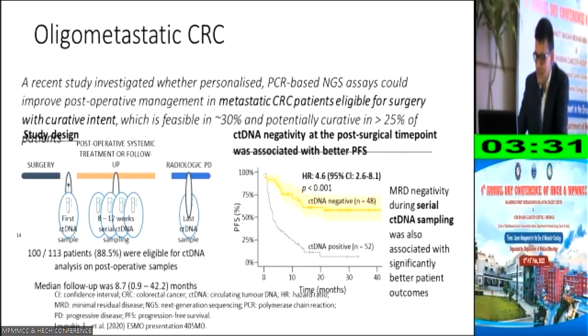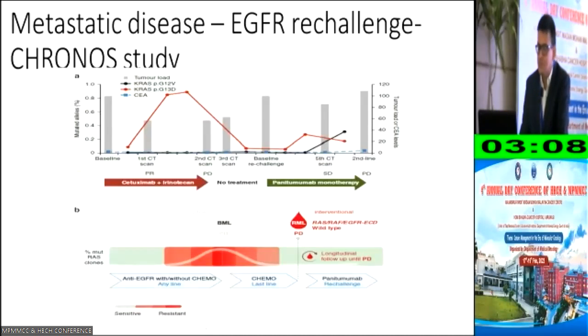And similarly in oligometastatic disease, as I said, this is from the data. In patients who have undergone curative intent surgery for oligometastatic disease, ctDNA is predictive of outcome. So MRD negativity during serial ctDNA sampling was also associated with significantly better patient outcomes.